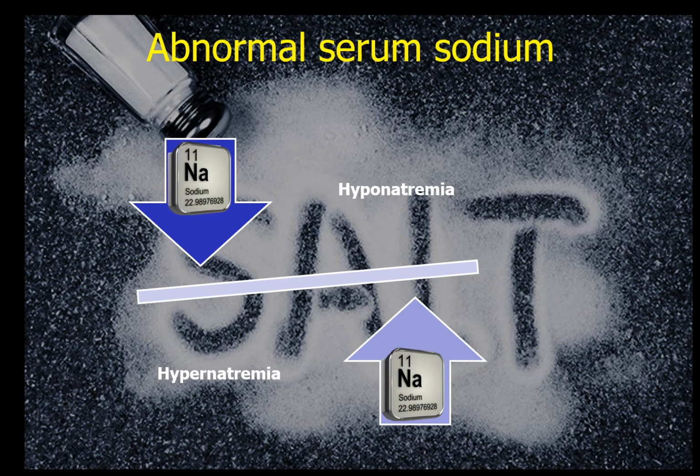Hypernatremia is less common in children with AKI. It is usually due to hypernatremic dehydration causing prerenal failure, excessive sodium administration, for example, excessive sodium bicarbonate administration, and/or the inability to excrete a sodium load.